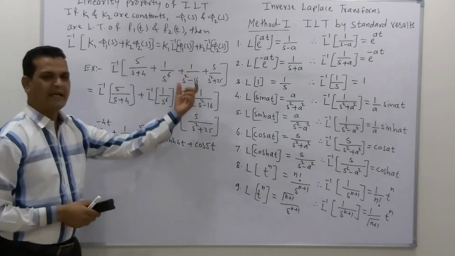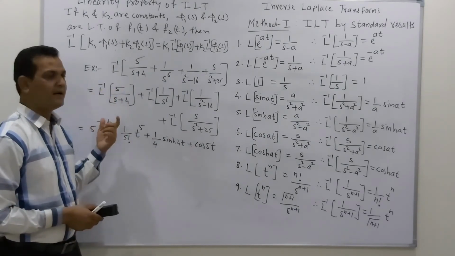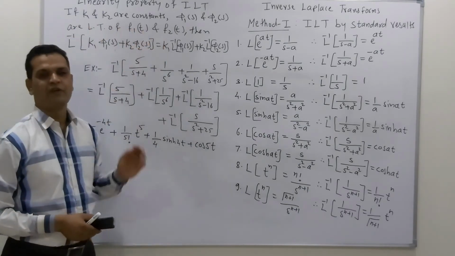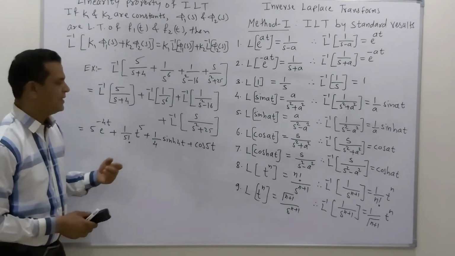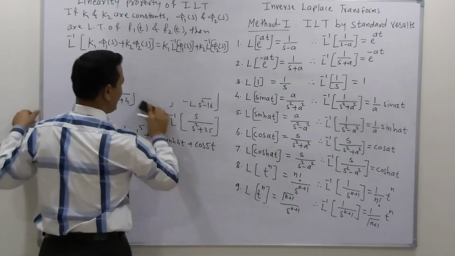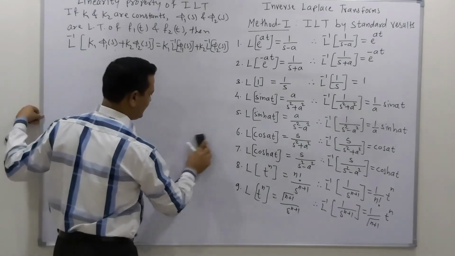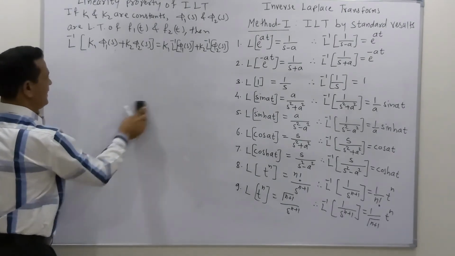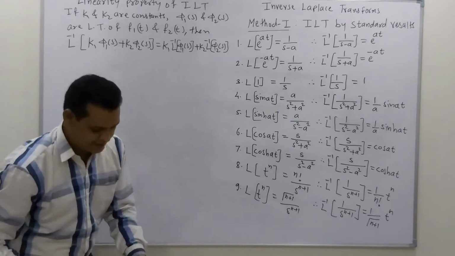In this way we can easily solve the example based on the linearity property for the inverse Laplace transformation. This is the simple example. Now let's take the next example, which is based on standard result 9 as well as on the linearity property for the Laplace transformation.